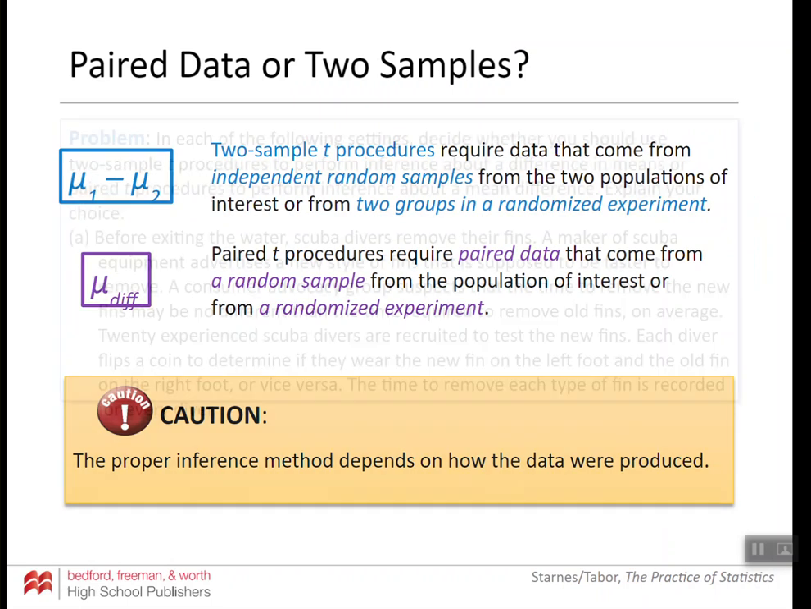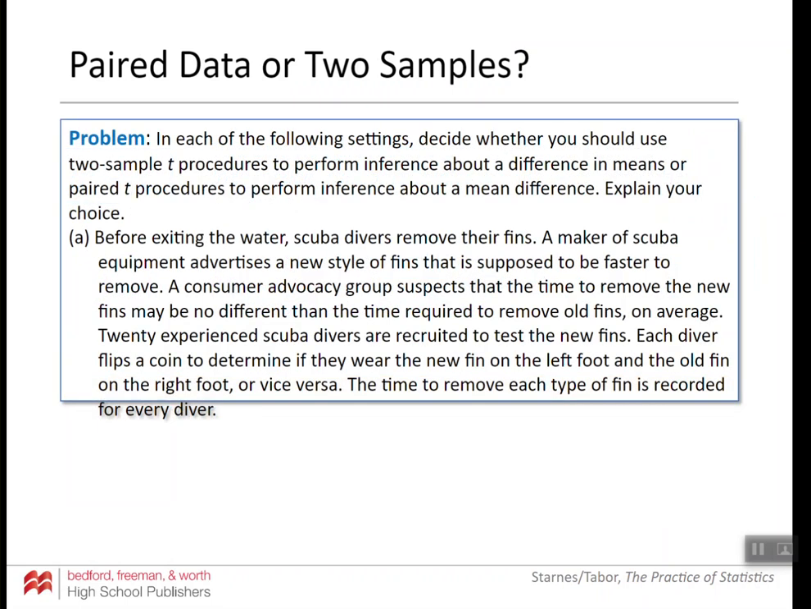So let's look at some scenarios. All we want to do for these scenarios is determine whether we're using a two-sample t-test or a paired t-test. Before exiting the water, scuba divers remove their fins. A maker of scuba equipment advertises a new style of fin that is supposed to be faster to remove. A consumer advocacy group suspects that the time to remove the new fins may be no different than the time required to remove the old fins, on average. 20 experienced scuba divers are recruited to test the new fins. Each diver flips a coin to determine if they wear the new fin on the left foot and the old fin on the right foot, or vice versa. The time to remove each type of fin is recorded for every diver.